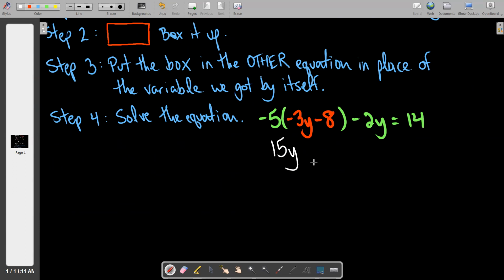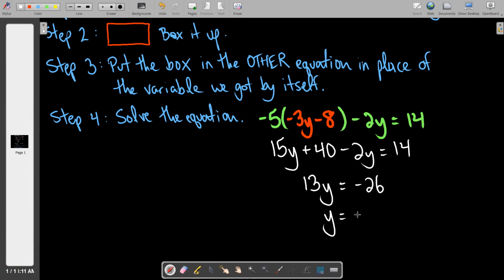15y plus 40 minus 2y equals 14. And then I am going to go ahead and do 2 steps at once this time because it is January 24th, and I think that we can do that, right? So if I put my y's together, I get 13y. If I simultaneously subtract 40 across to the other side, I get -26. We should be able to do 2 things at once. And then if we divide both sides by 13, we get y equals -2.